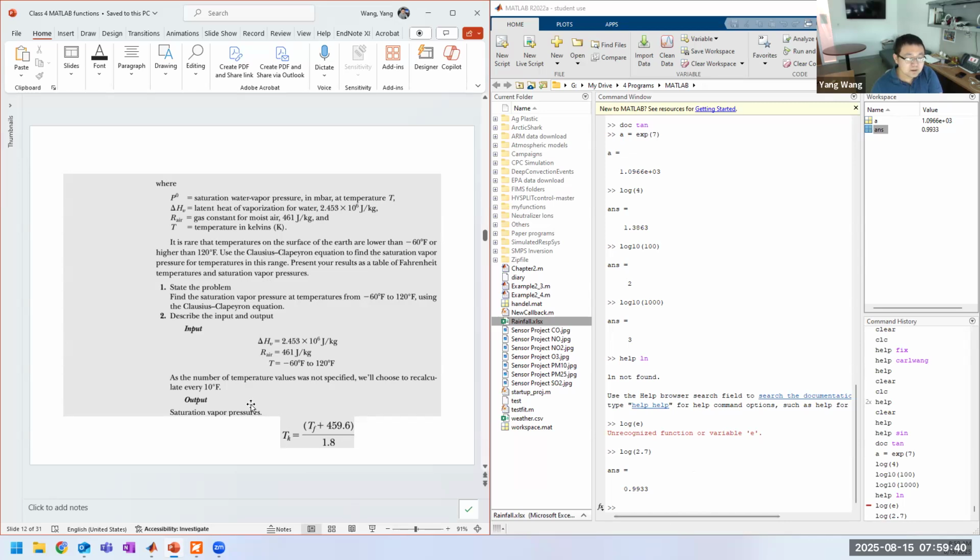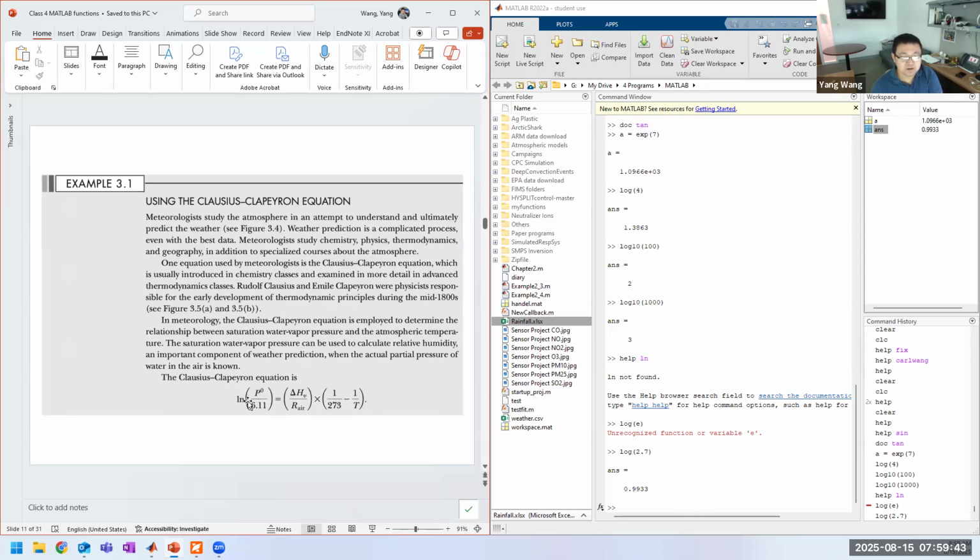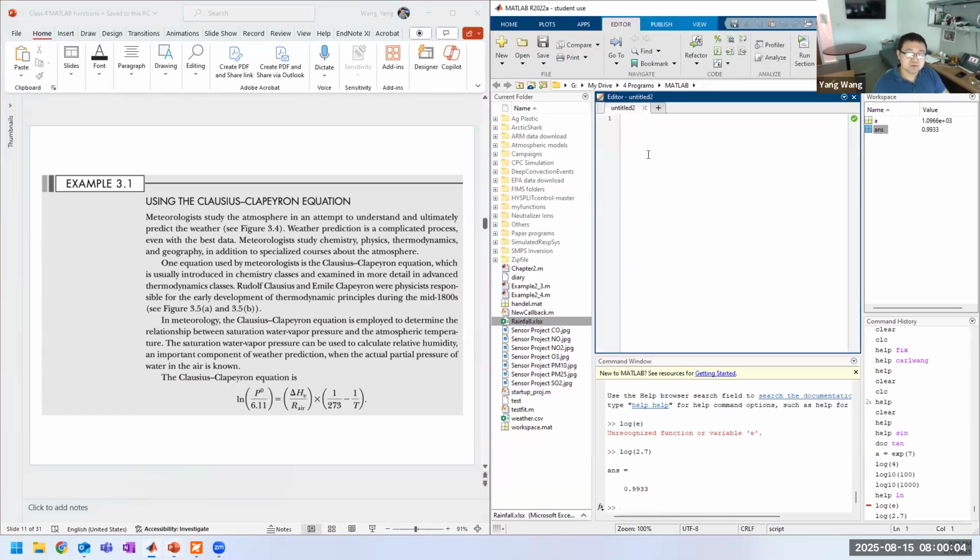Okay, so this is basically using this function here. Of course, you can use your calculator to find the value at each temperature and do the calculation, but here we'll just do that in MATLAB. Last class, we said that we could save our scripts by using the M file. Let's try to do that in this class too.